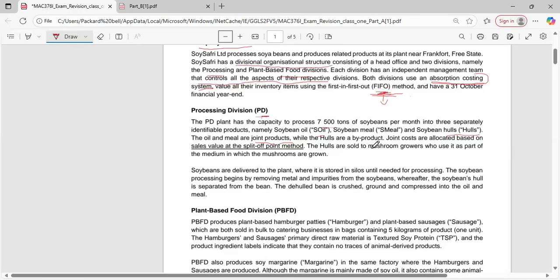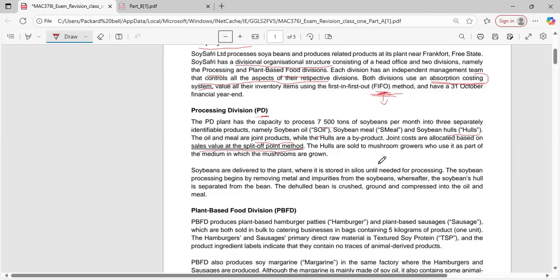While the hulls are a byproduct, joint costs are allocated based on sales values at the split off point method. Here you must know all the allocation bases for joint cost to joint product. We have the net realizable value, we have the quantity, we have the gross profit, we have this one, the sales value at the split off point.